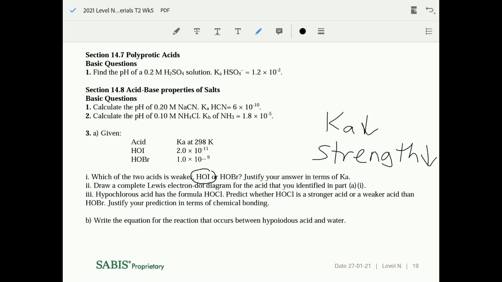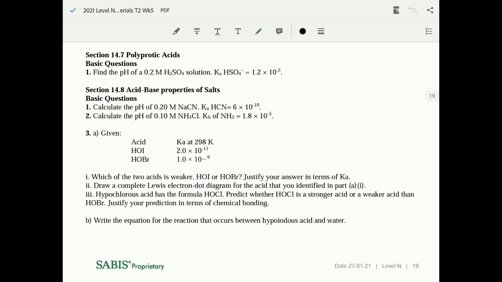Now I have to draw a complete Lewis electron dot diagram for the acid we just identified, HOI. We have a total of 1 electron for H, 6 for the O, and 7 for the I, so 14 electrons. The H can only make one bond, so let's draw one bond. That uses up 4 electrons, leaving 5 lone pairs. The O can accept 2, so the octet rule is satisfied. The I can take more than 8 electrons because it's a very big atom, but in this case, it's 8. So this is the electron dot diagram.